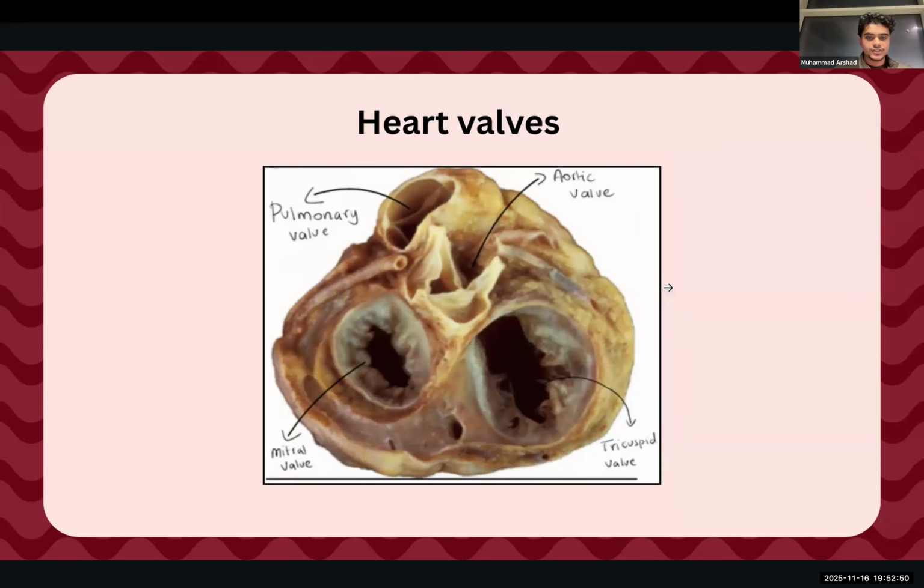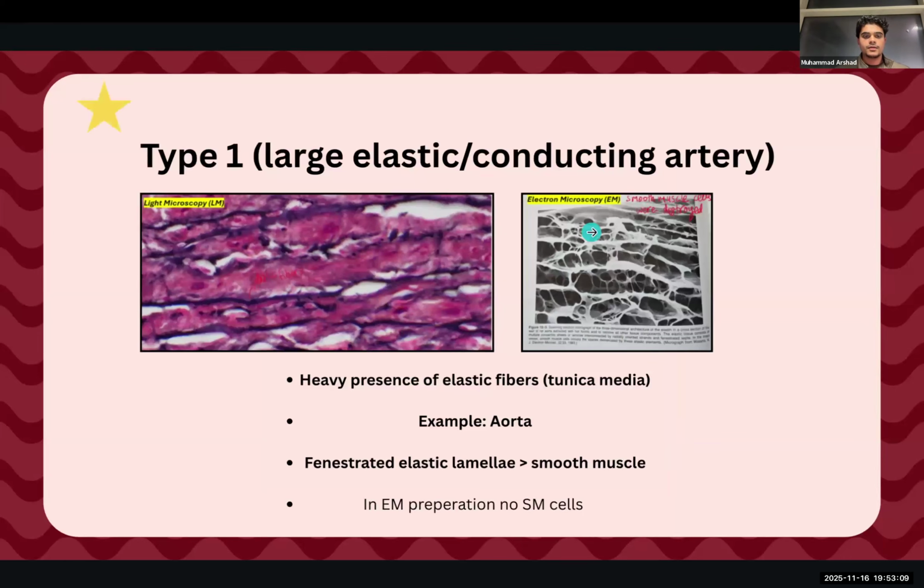Okay, and this was just a nice picture. It shows the different heart valves, helps you remember them. So again, you have the mitral valve on the right here, tricuspid valve on the left. No, other way around, my bad. And then you have the aortic valve that's going to be between the left ventricle and the aorta, and the pulmonary valve is going to be between the pulmonary trunk and the right ventricle.